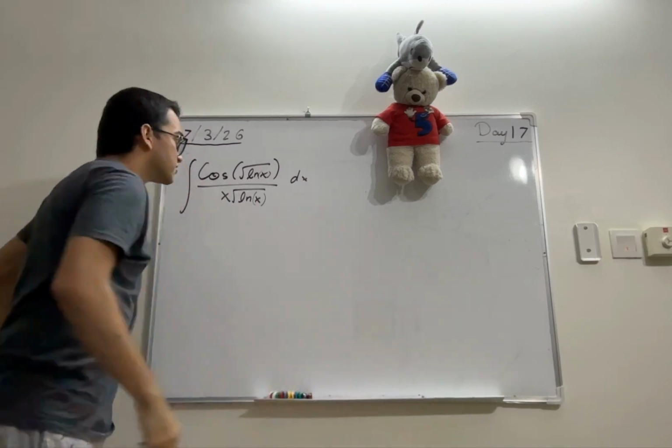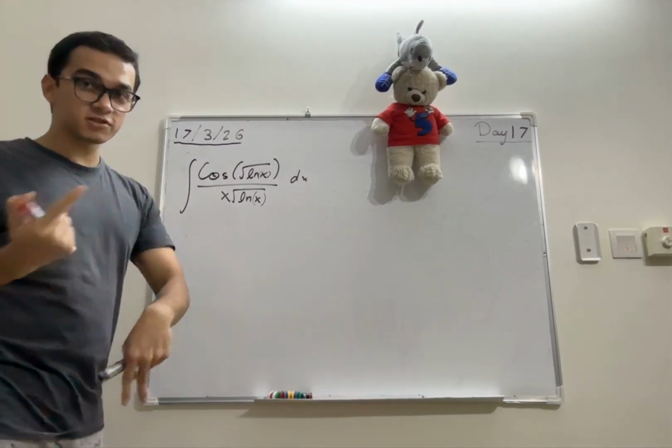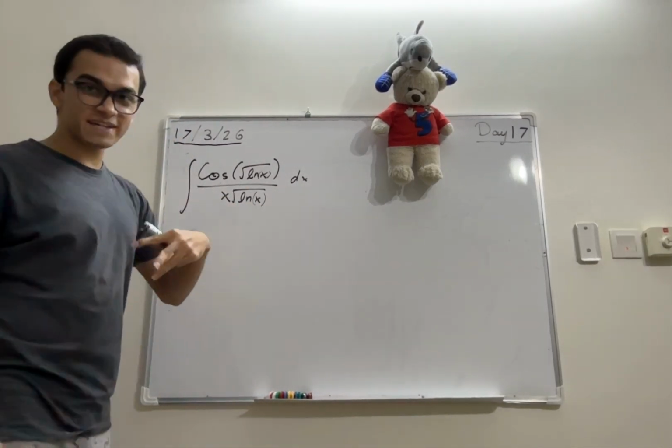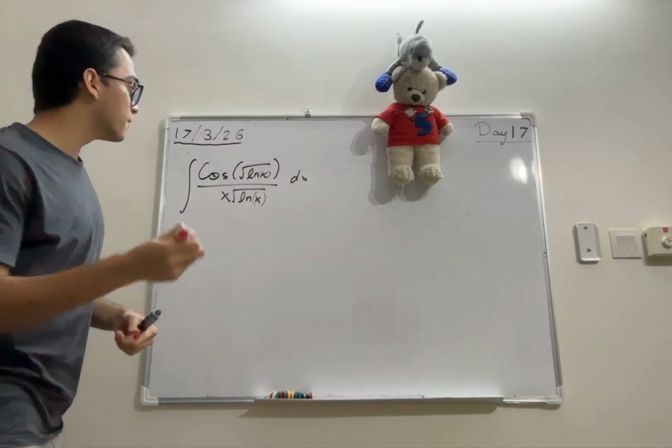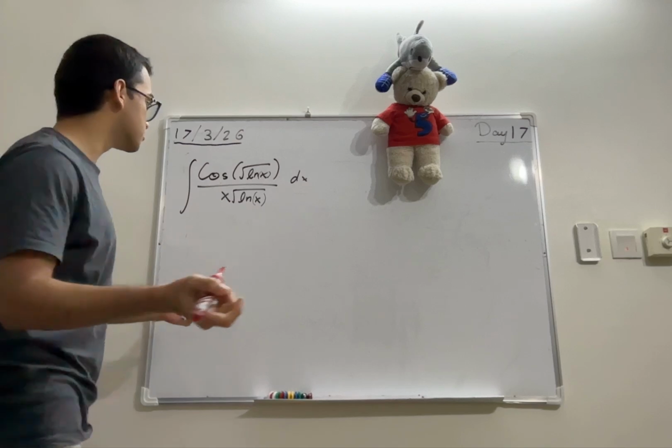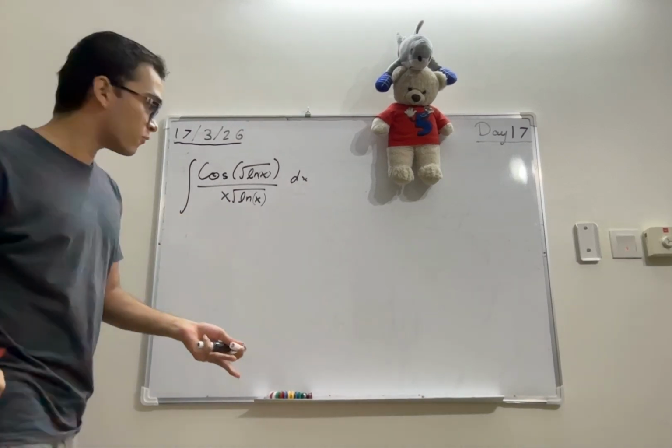So this question has two ways to solve. You can do double substitution: you substitute ln x as u, then you get another integral, and then you have to do one more substitution. But the easier way to solve this integral is just to go through one substitution.